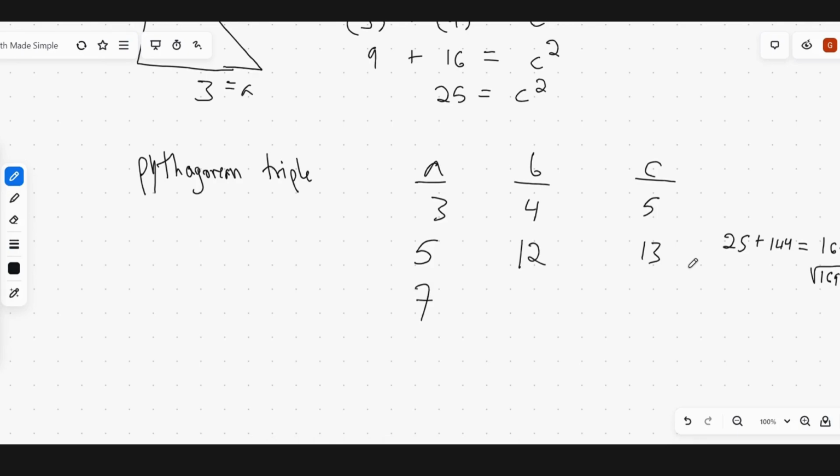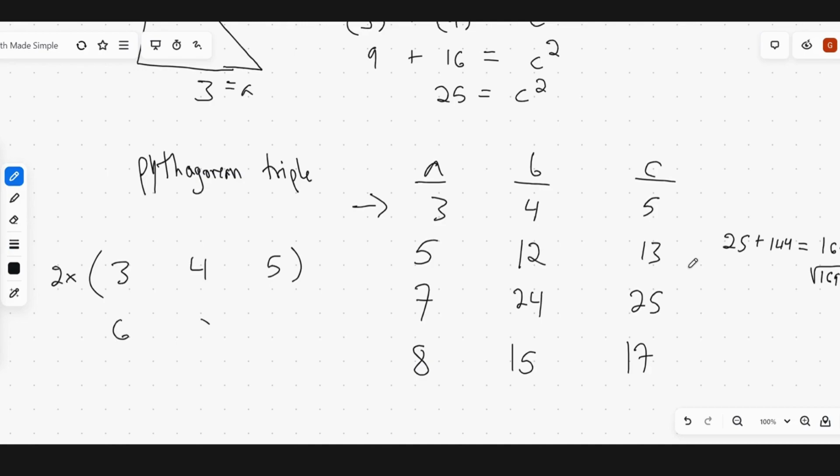Two others that are slightly less common but still fairly used are 7, 24, 25, where 7 squared plus 24 squared equals 25 squared, and then 8, 15, and 17. And for each one of these Pythagorean triples, we're talking about ratios here. So let's take the 3, 4, 5 example. 3, 4, 5 is a Pythagorean triple, but if we multiply all of these by 2, we get 6, 8, 10, and that is also a Pythagorean triple. Any whole number multiple of a Pythagorean triple is also a Pythagorean triple.